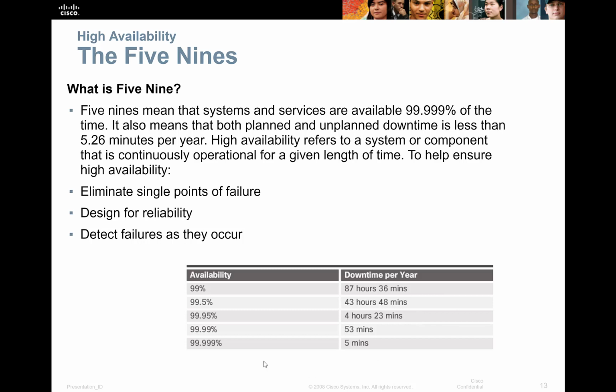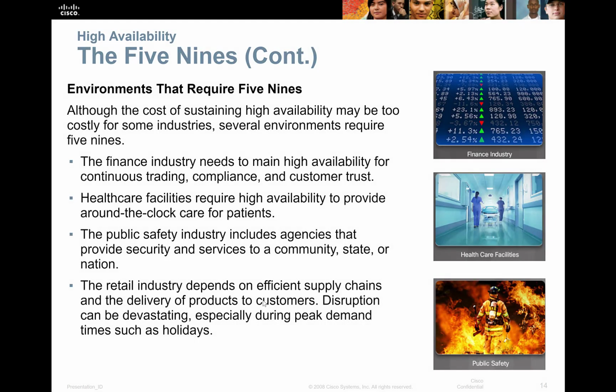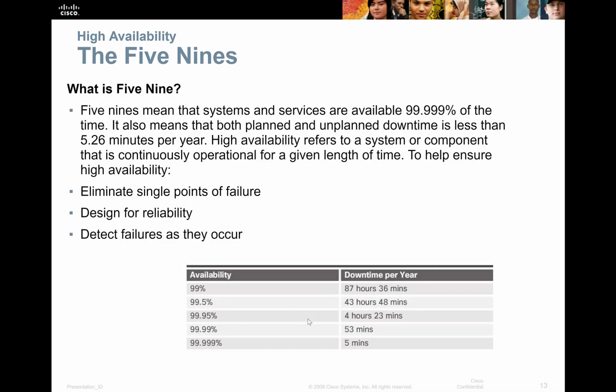And it's interesting, if you look at this chart, what I found most interesting was at 99.999% up, that means you can have 5 minutes of downtime for the year, okay? Just going back by one nine, so 99.99%, that means you have 53 minutes of downtime. And if you have 99.95%, that means you can have 4 hours and 23 minutes of downtime throughout the year. Okay, so having that extra nine really does restrict the amount of time that a system can be down.